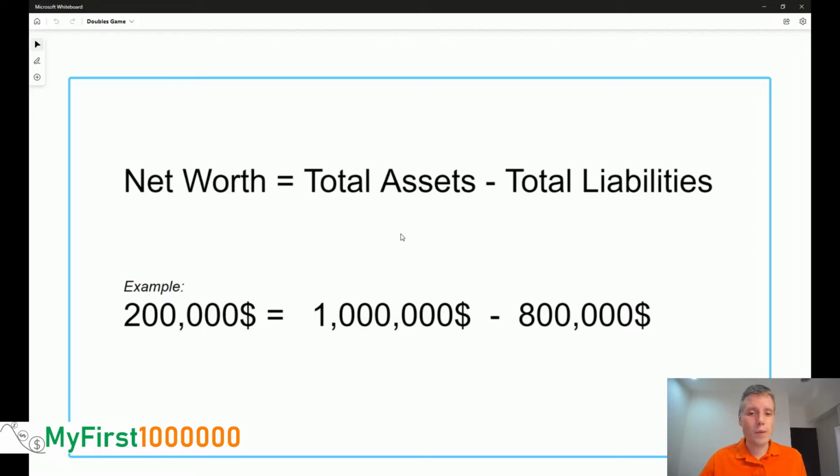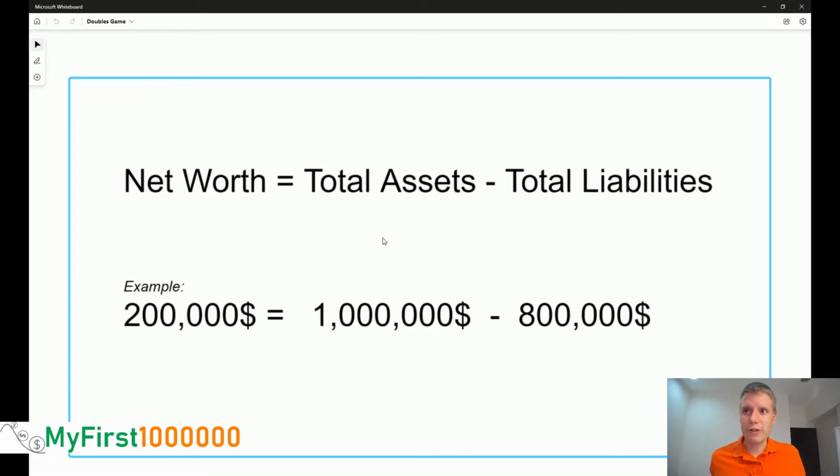Other assets could be, for instance, investments into stocks or mutual funds or ETFs. It could also be just cash lying around in your bank account. Then liabilities is everything that you owe to other people. Could be a mortgage to a bank, could be credit card debt, or if you borrow some money from friends and family, this would also fall into liabilities.